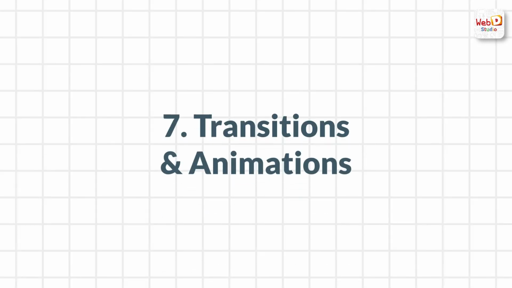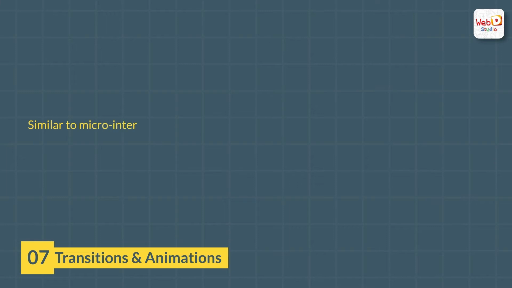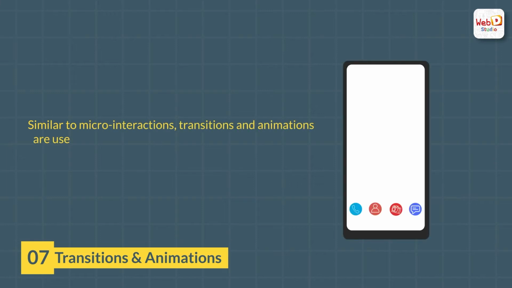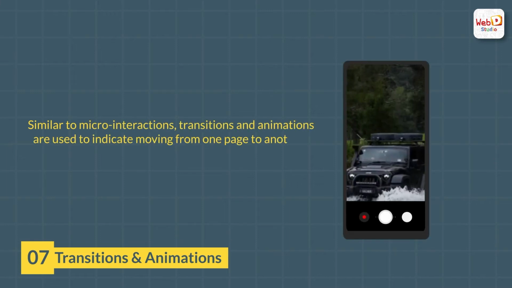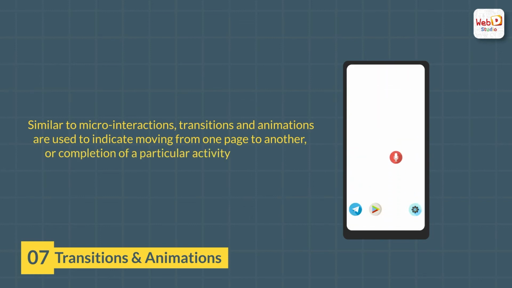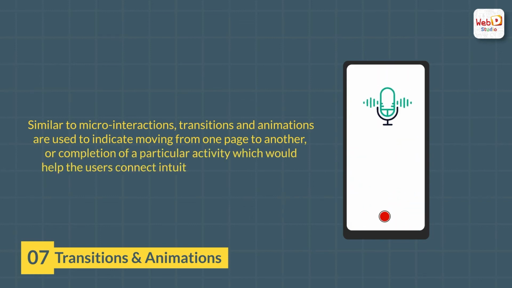Transitions and animations. Similar to micro-interactions, transitions and animations are used to indicate moving from one page to another, or completion of a particular activity, which would help the users connect intuitively with the product.